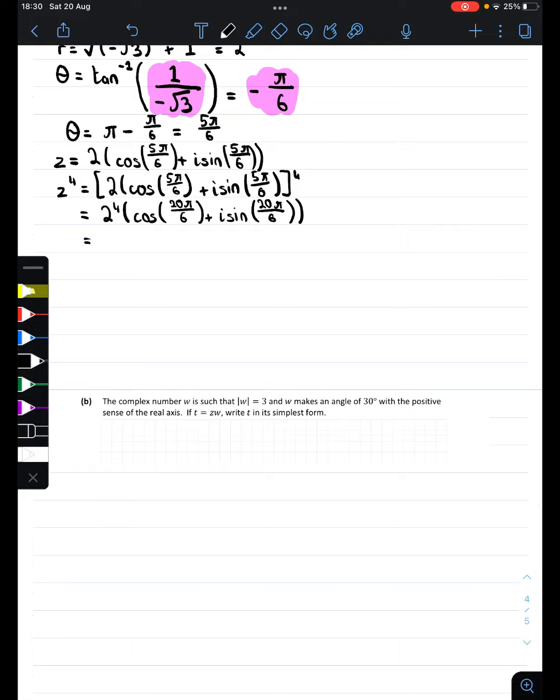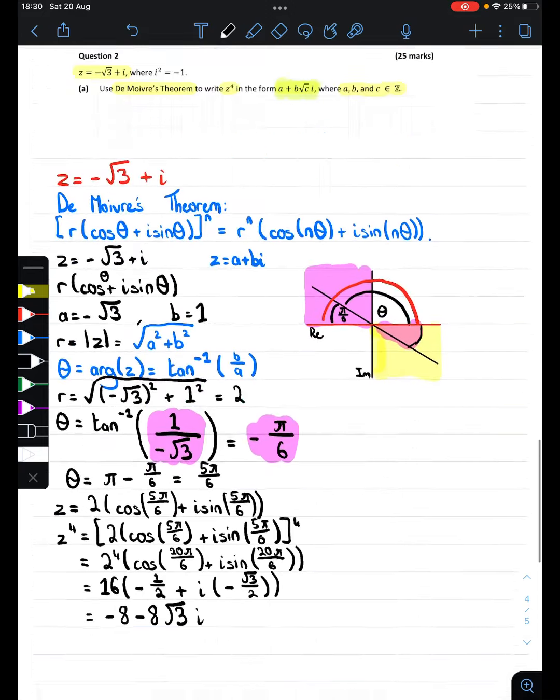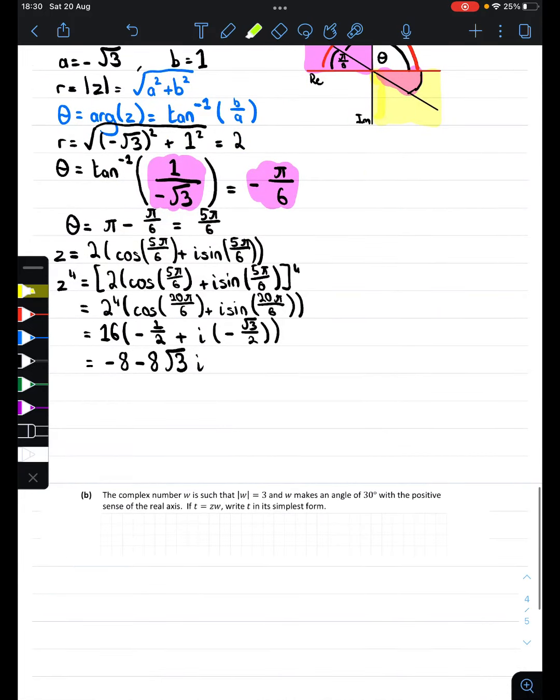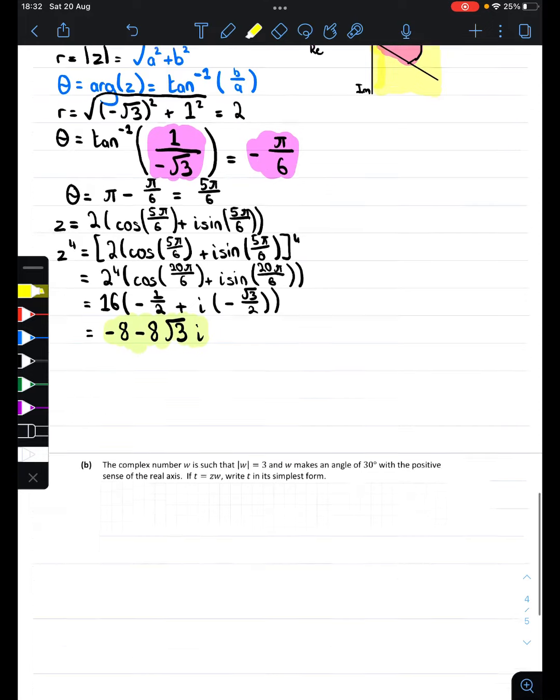So if we multiply this out, we'll get 16 times cosine 20 pi over 6, which is minus a half, plus I sine 20 pi over 6, which is minus root 3 over 2. And this gives us minus 8 root 3 I. So exactly the form that they're looking for. Now on to part B.